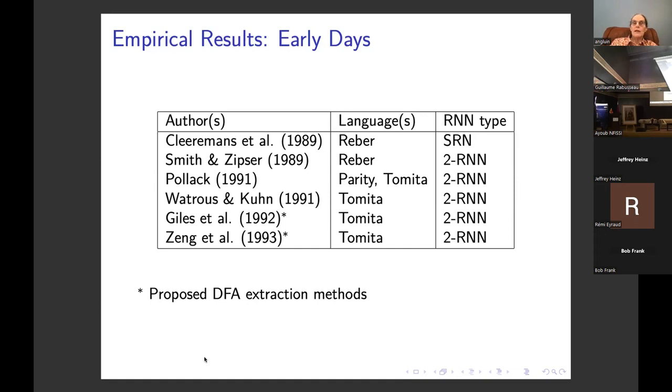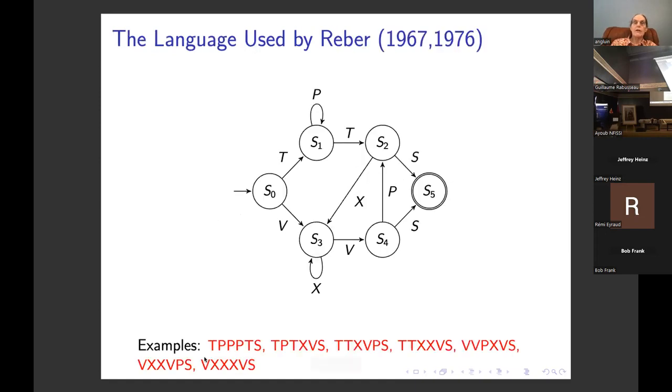So let's take a closer look at these few languages that were used in this early work. This is an automaton characterizing the language used by Reber. Arthur Reber was interested in implicit learning of grammatical structure by human subjects. So this was part of how he generated problems to study that phenomenon, the phenomenon of implicit learning.